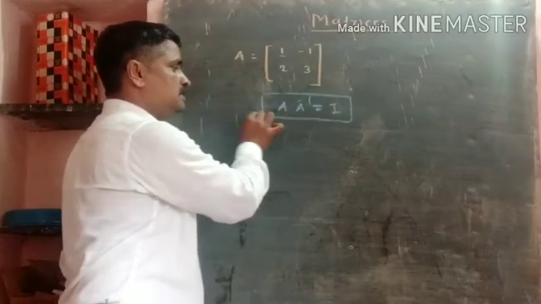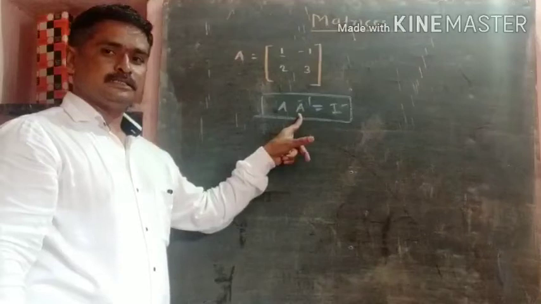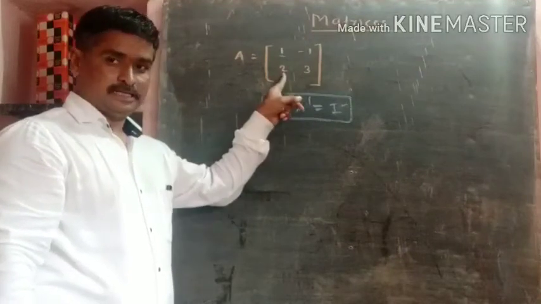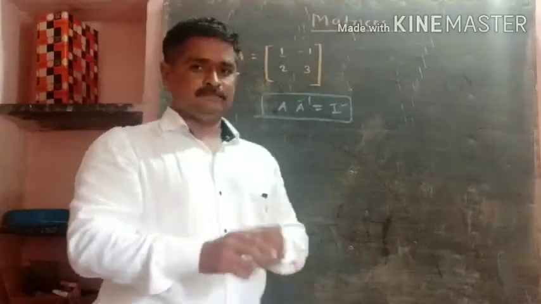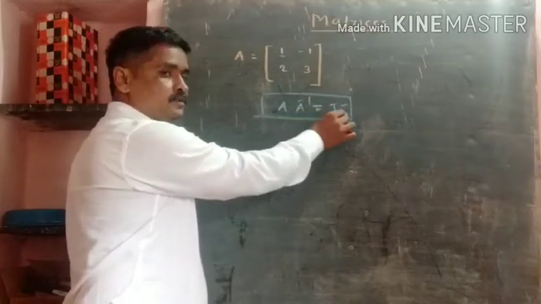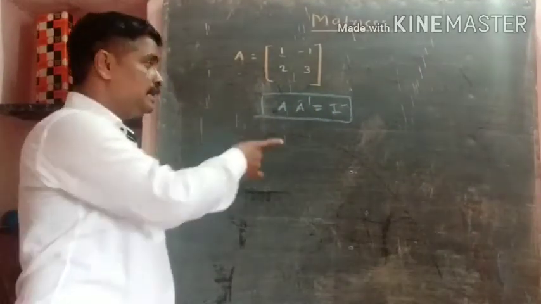A into A inverse equals I, where I is an identity matrix, A inverse is what we have to find out, and A is a given matrix. So observe this equation, A into A inverse equals I. It is like the number system.